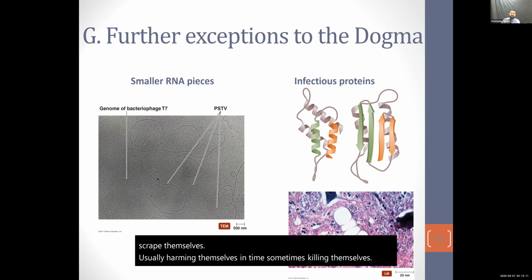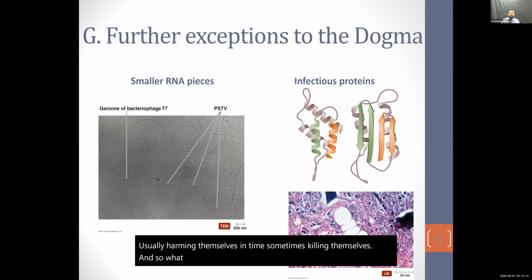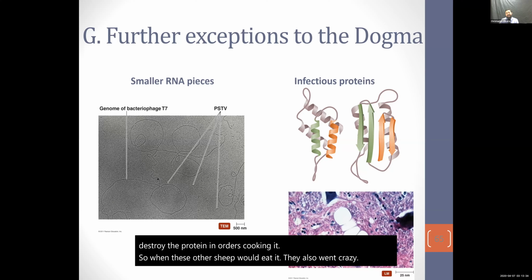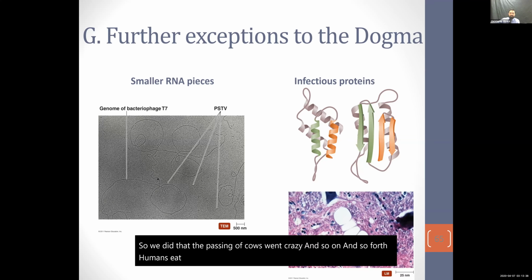And so these are weird sheep. Usually the owners would say, okay, we'll kill them, grind them up, and feed them to the next generation of sheep. Well, it just so happens that, again, grinding them up does not really destroy the protein, nor does cooking it. So when these other sheep would eat it, they also went crazy. They passed it on to cows, cows went crazy, and so on and so forth. Humans ate the cows, and you see where we're going with this.